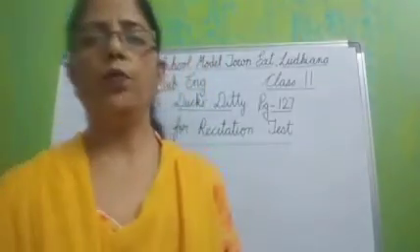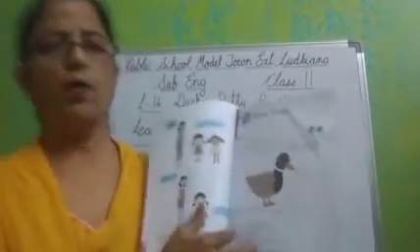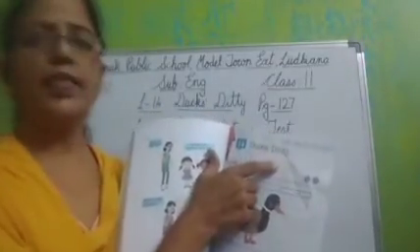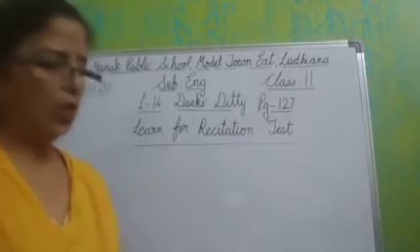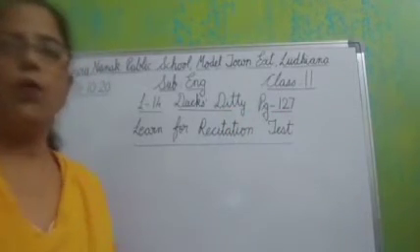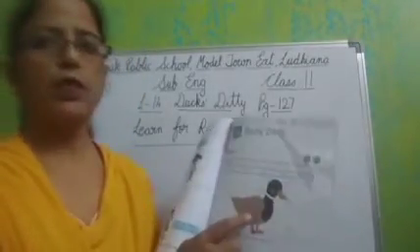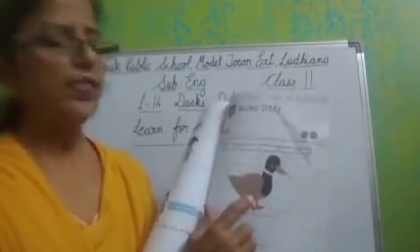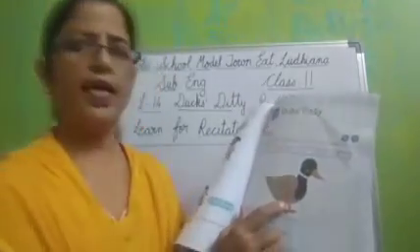Now children, open your English course book at page number 127. It is a poem, Duck's Ditty. Duck's Ditty, page number 127. You have to learn this poem for the recitation test. Now look into your books. Now which bird is this? All of you have seen this bird? It is a duck. Yes.